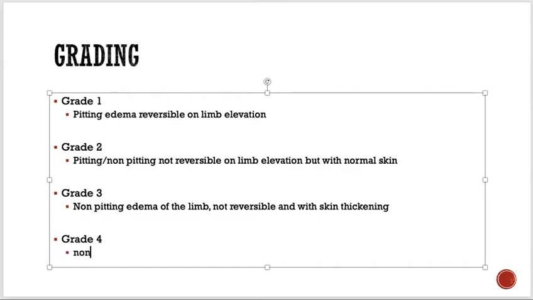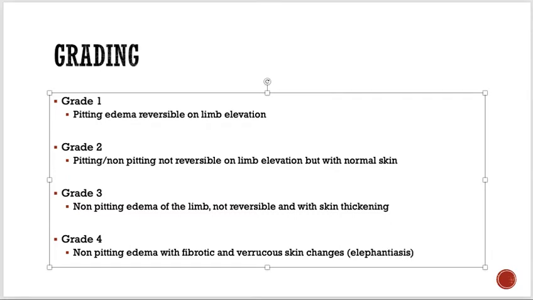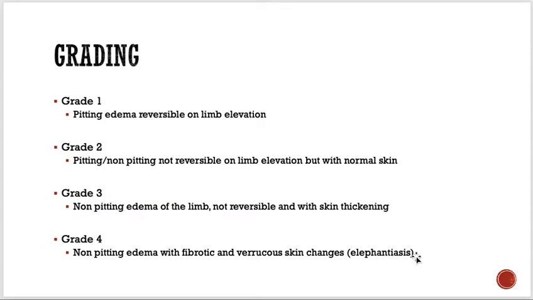And then the last one is grade 4, which is simply non-pitting edema with fibrotic and verrucous skin changes, or simply what we call elephantiasis. Remember, when the skin changes are there, we call the condition elephantiasis. So in men, scrotal hydrocele is the most common chronic clinical manifestation of Bancroftian filariasis, which is simply caused by Bancrofti. What is hydrocele? It is accumulation of fluid in the cavity, or the tunica vaginalis, of the testes.